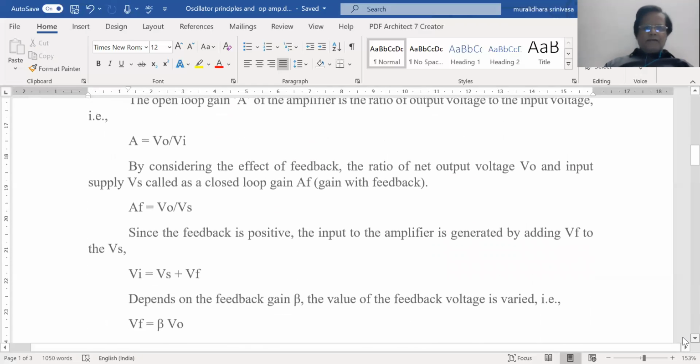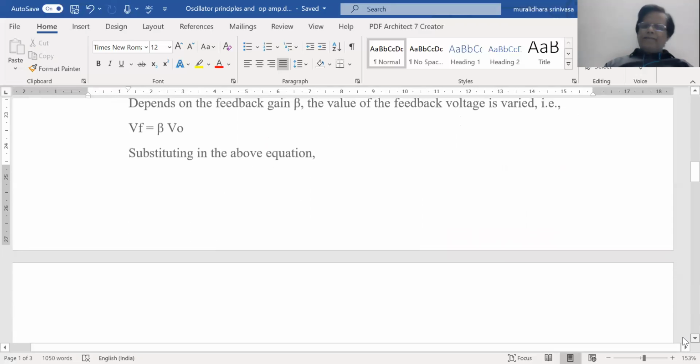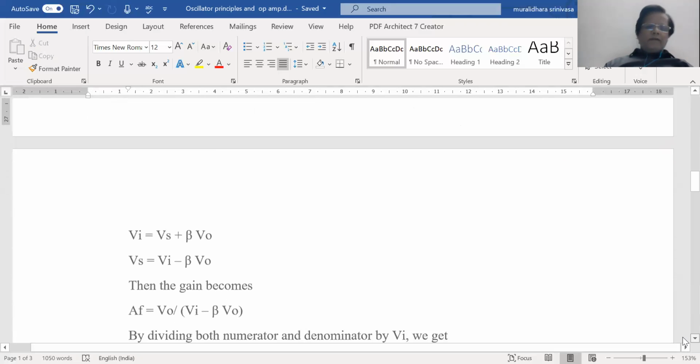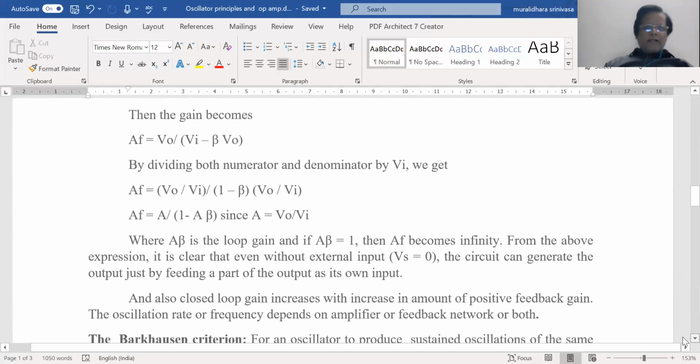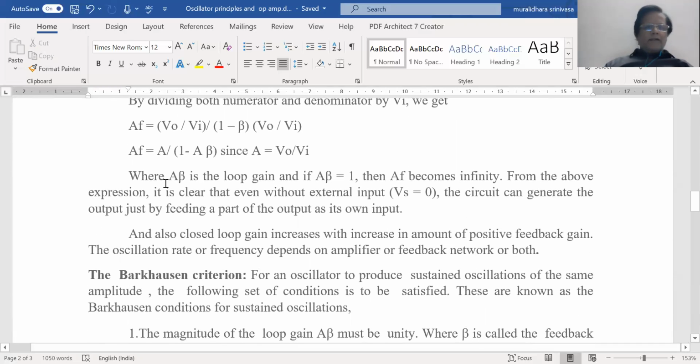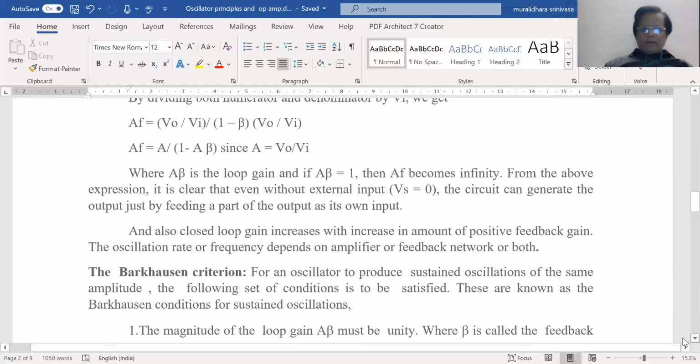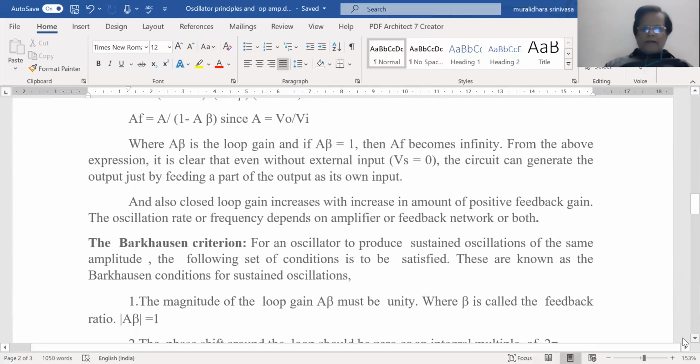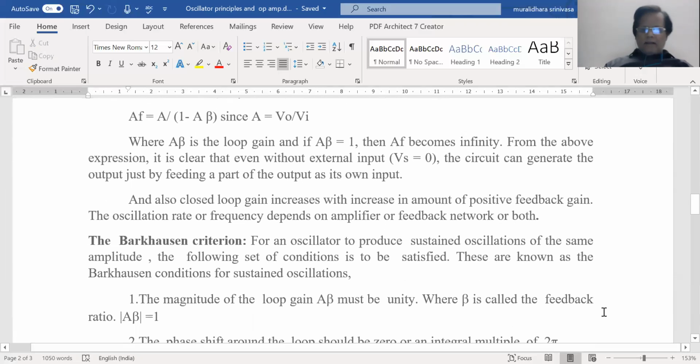If you just change the sign, it also works for an amplifier with negative feedback, in which case you get the final equation as AF is equal to A divided by 1 plus A beta, which will obviously then show you that the gain will reduce in the case of negative feedback. So this is as far as the oscillators are concerned.